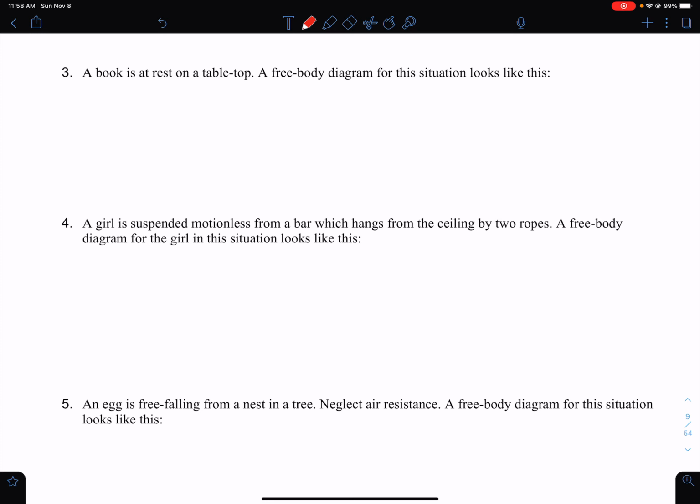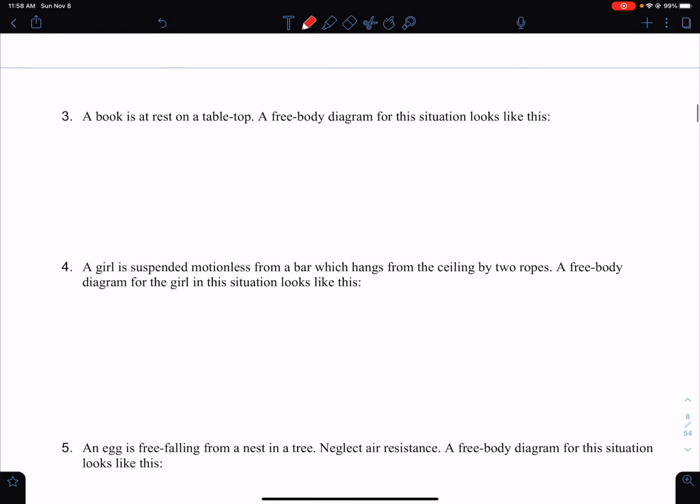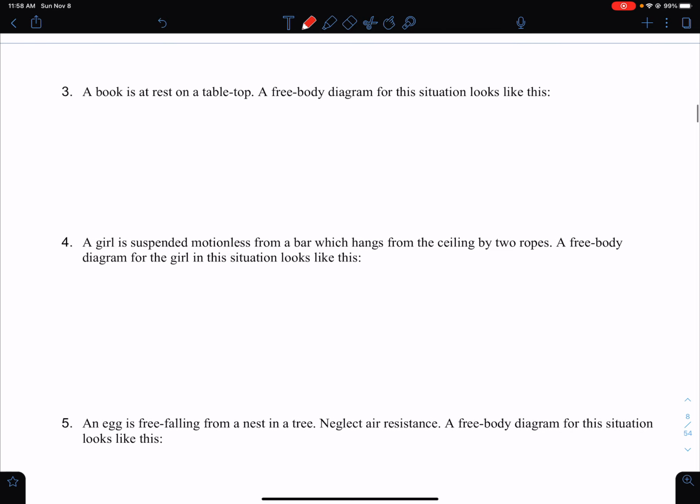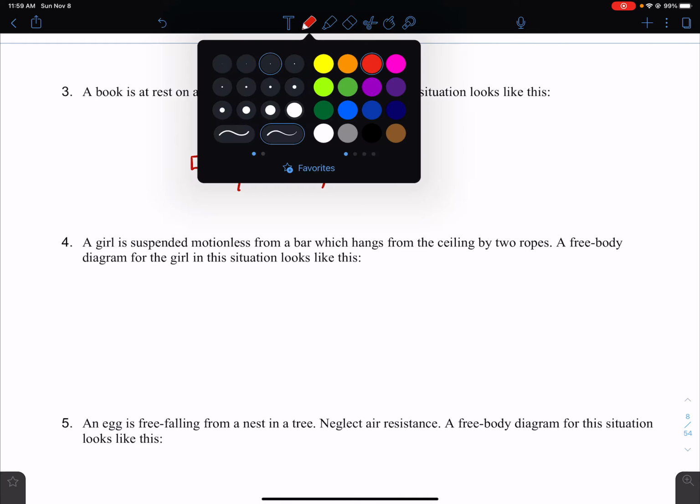It says a book is at rest on a tabletop. A free body diagram for this would look like what? Well, we have the desk. So here what you'd have to draw is your desk. You wouldn't really have to draw the actual desk in here, since we're talking about a free body diagram, but I'm just showing you what I want you to get.